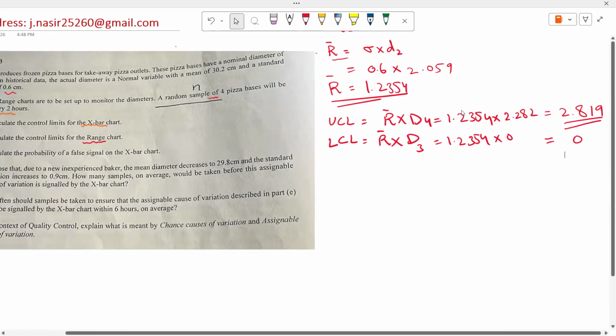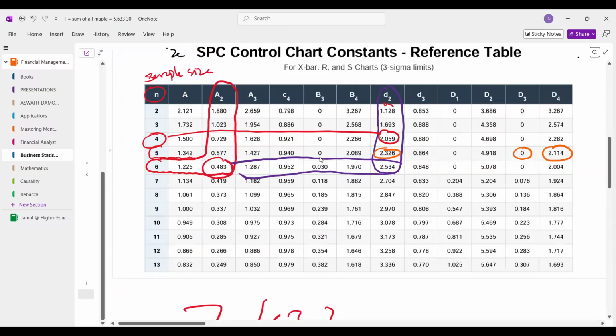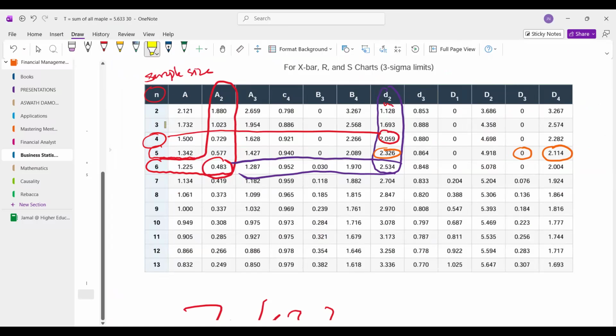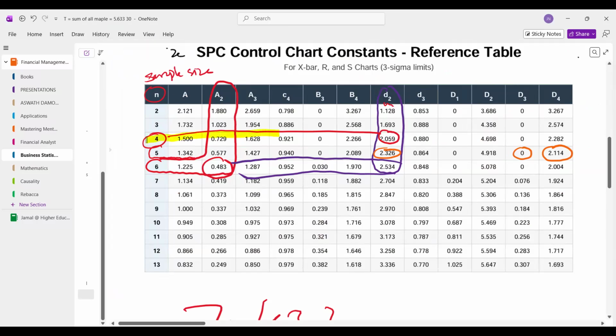And how did I get the values for D4 and D3 again? My sample size is 4. I'll go here. See, this is sample number 4. Corresponding to this value, your D3 is 0. Your D4 is 2.282. I hope this makes sense.